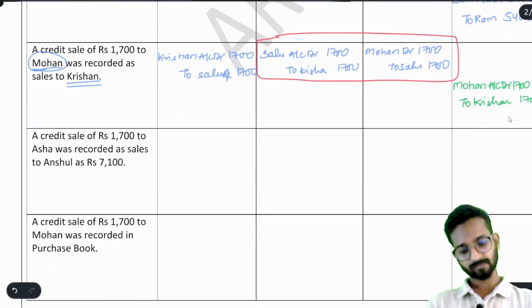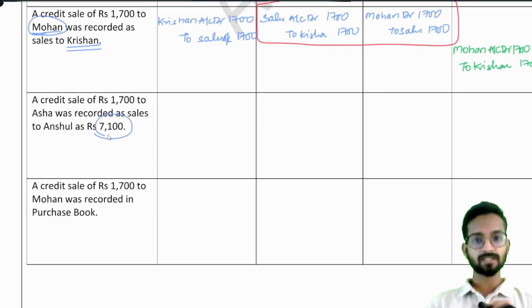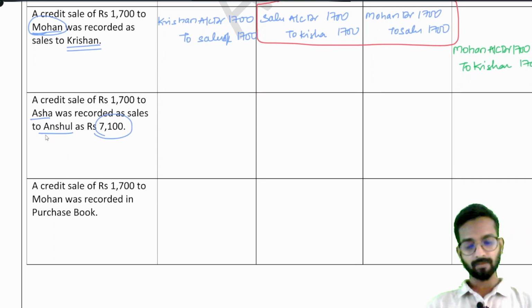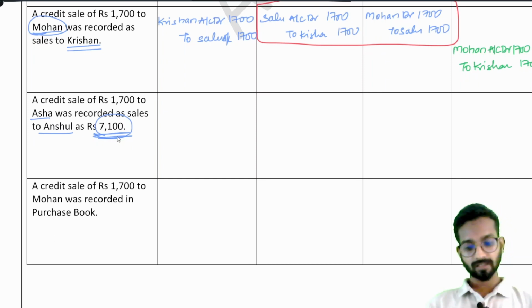Now check. Next we have here is a credit sale of 1700 to Asha was recorded as sales to Anshul, and that too as rupees 7100. Two mistakes we have done. First mistake was with the name. We had to write Asha, we wrote Anshul. Then second mistake is we recorded it as 7100. See, we have to focus on three things. First is the name, second is the amount, third is they have said recorded. They have not said posted. Remember this, if they are saying recorded, it means the error is in both the accounts, debit side and credit also. Debit and credit, both the items are wrong.